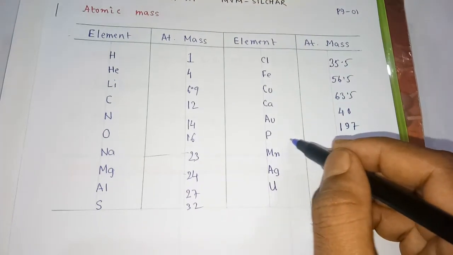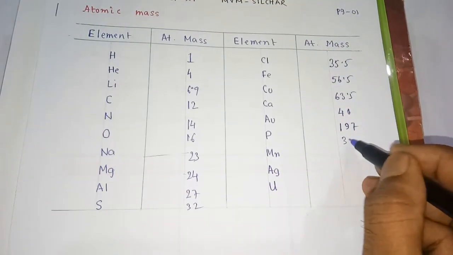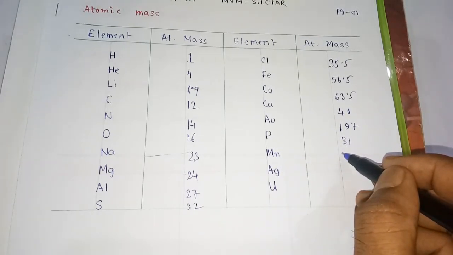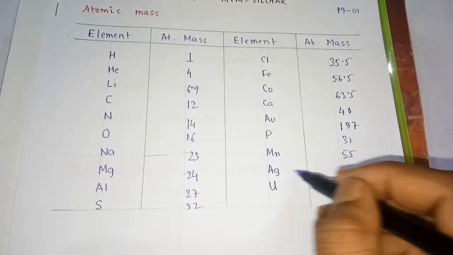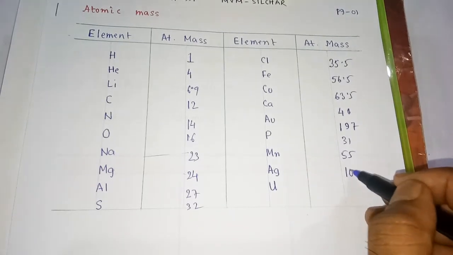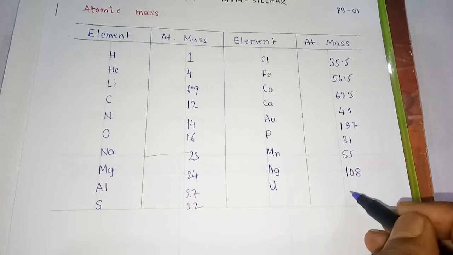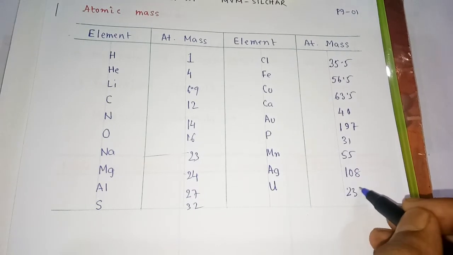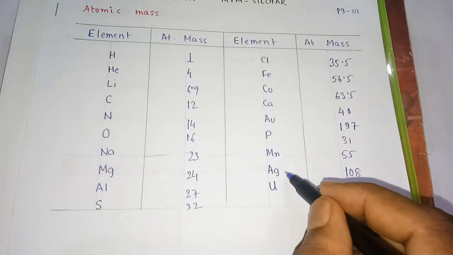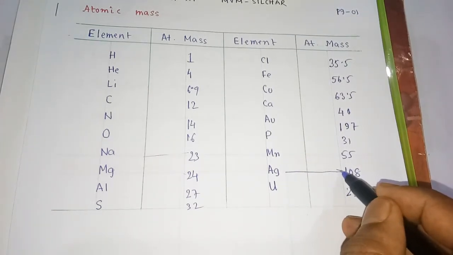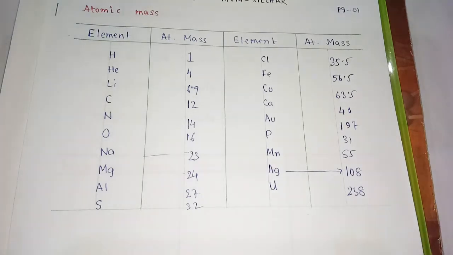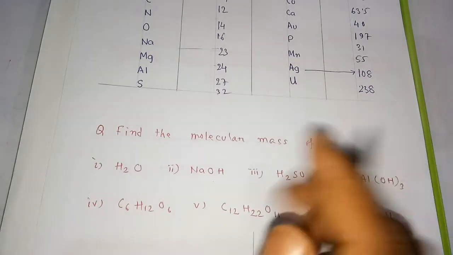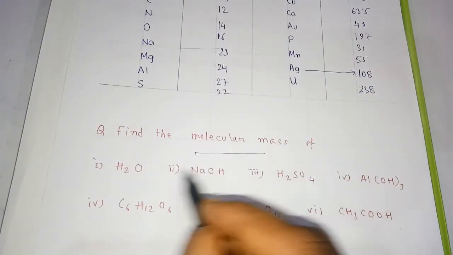then phosphorus 31, manganese is 55, silver 108, and the last one is uranium 238. Students, you can remember silver is 108. So by using them we can find the molecular mass of these.